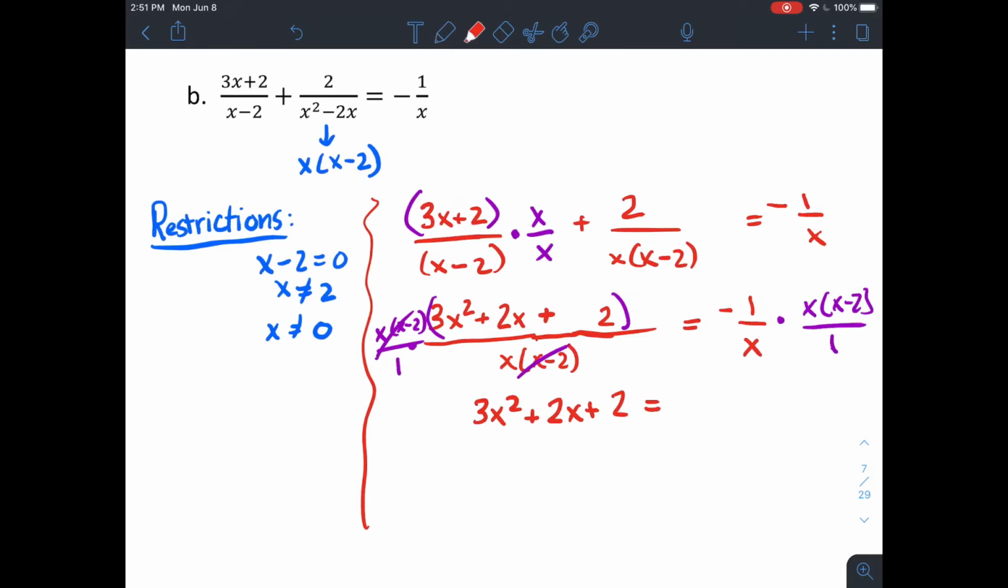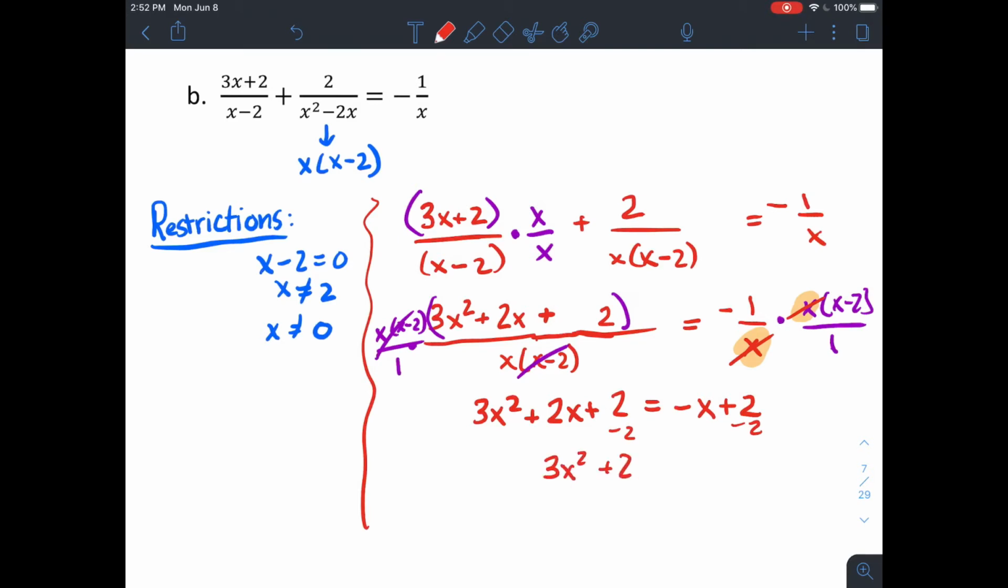Instead of multiplying all that together, if you notice that you have a common factor of x on the top and bottom, go ahead and divide those out to 1. And then I just have to take negative 1 times my x minus 2, which gives me negative x plus 2. That'll save us a lot of work.